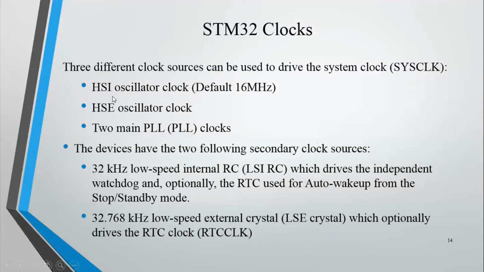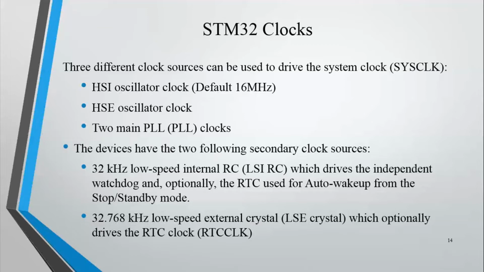Then in addition to these two clock sources, two main PLL clocks are also used as a clock source for system clock. What are the two main PLLs? One is low speed internal PLL and low speed external crystal PLL, which is connected to this one. So two PLLs are there, right? PLL, what is the function of PLL? We can configure the clock, right?